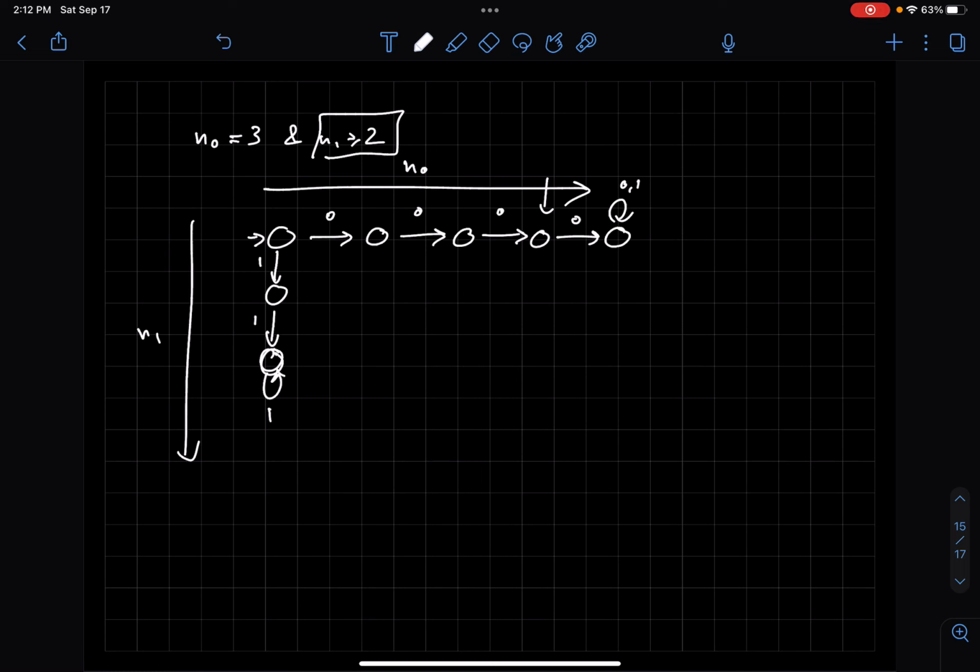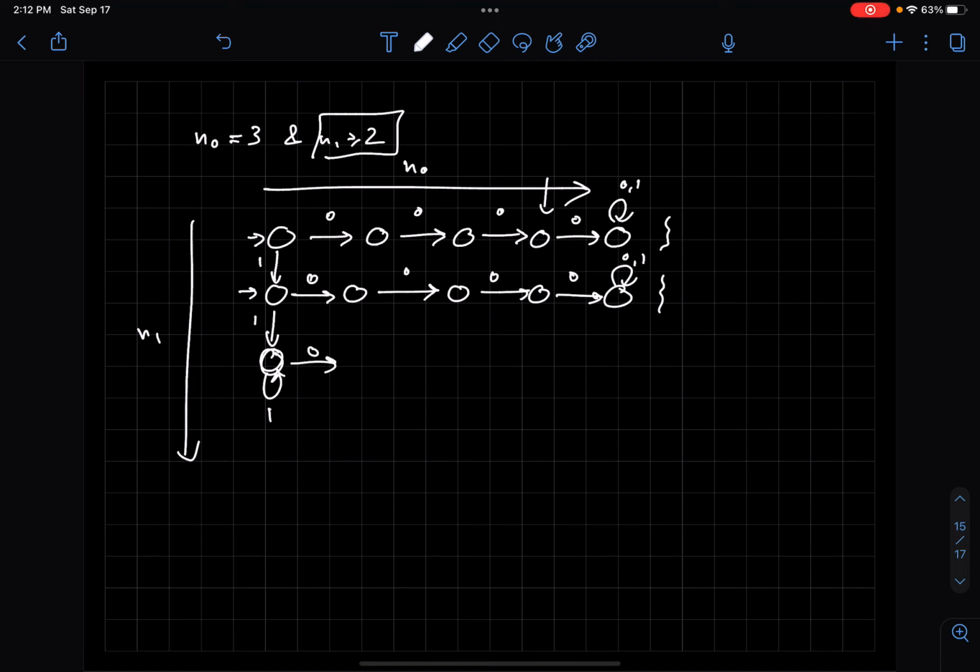right? So that means that if I have a single one, but then I read some zeros, then I go along this way, right? And then it doesn't matter, right? So if I'm here, it doesn't matter if I see more ones or zeros. I already know that it's an automatic reject because I have more zeros than I want, right? And the same thing for this guy.